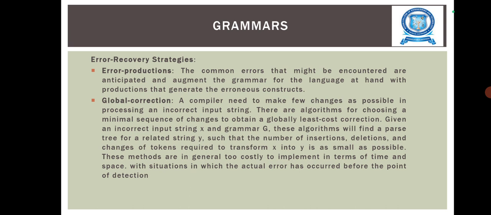Given an incorrect input string x and grammar G, these algorithms will find a parse tree for a related string y such that the number of insertions, deletions, and changes of tokens required to transform x into y is as small as possible. These methods are in general too costly to implement in terms of time and space.